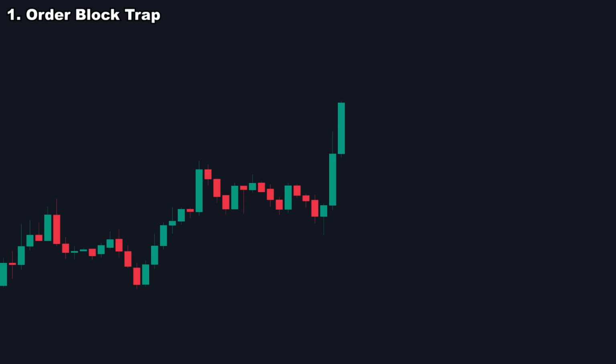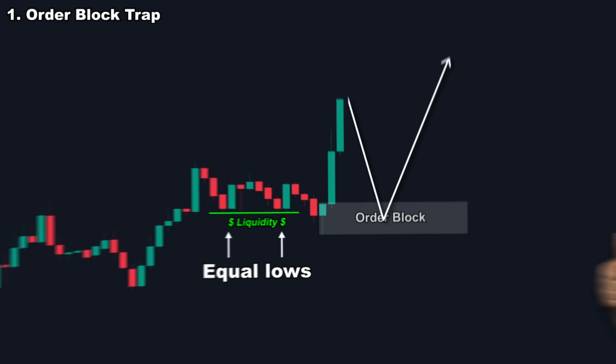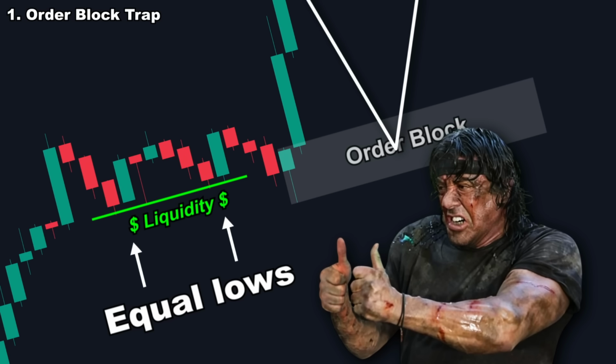On the other hand, if the move that created your order block started with a sweep of the liquidity under equal lows or above equal highs, that tells you something very different. Smart money has already cleaned out the stop losses they needed. There's nothing pulling price lower. This is a high quality setup.